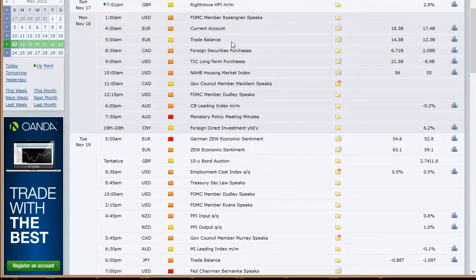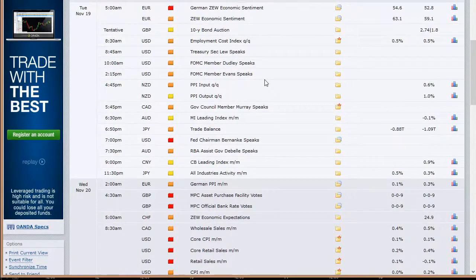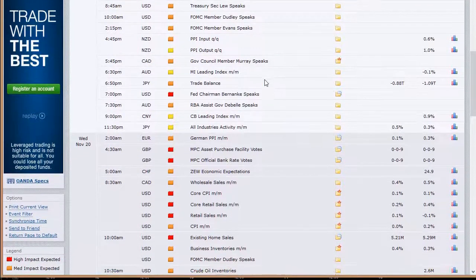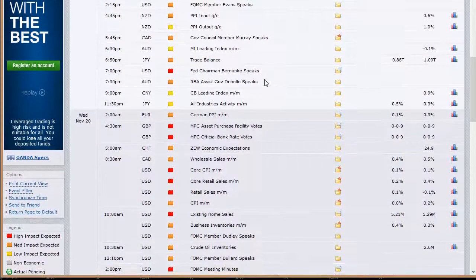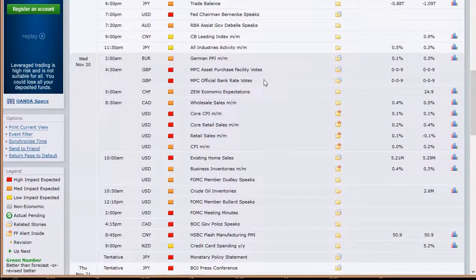Tomorrow night, Australia monetary policy meeting minutes, CB leading index, China's foreign direct investment this week, German ZEW economic sentiment, and broad European ZEW economic sentiment. 10-year bond auction out of the UK. Got a bunch of U.S. data that's minor there. Employment cost index, got some speeches by various members of the Fed and the Treasury Secretary Lew. New Zealand's PPI Tuesday night. Australia's MI leading index Tuesday night. Trade balance out of Japan. Bernanke speaking after that. CB leading index out of China.